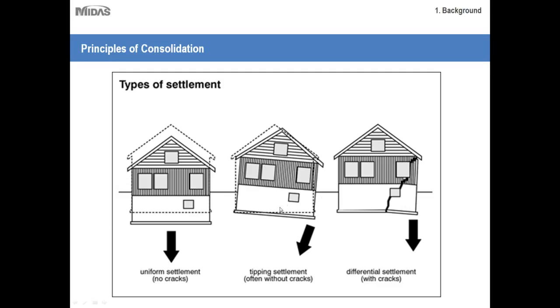Whereas tipping settlement, this is sort of an in-between between uniform and differential settlement. So as you can see, the settlement is still not uniform. It's still not level, but it isn't as drastic.